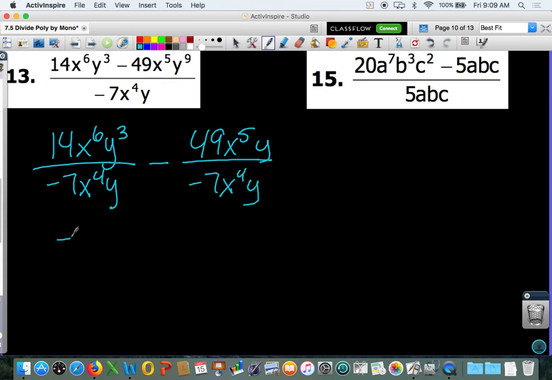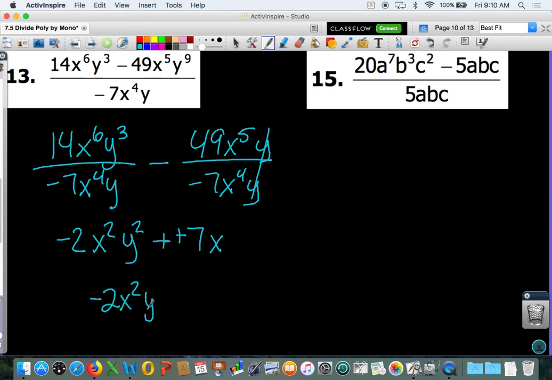14 divided by negative 7 is negative 2. 6 minus 4 gives me x squared. 3 minus 1 gives me y squared. Minus 49 divided by negative 7 is negative 7. 5 minus 4 is x, and the y's there will cancel. Again, I have a double negative, so the double negative will become a positive. So my final answer would be negative 2x squared y squared plus 7x. That is my final answer.